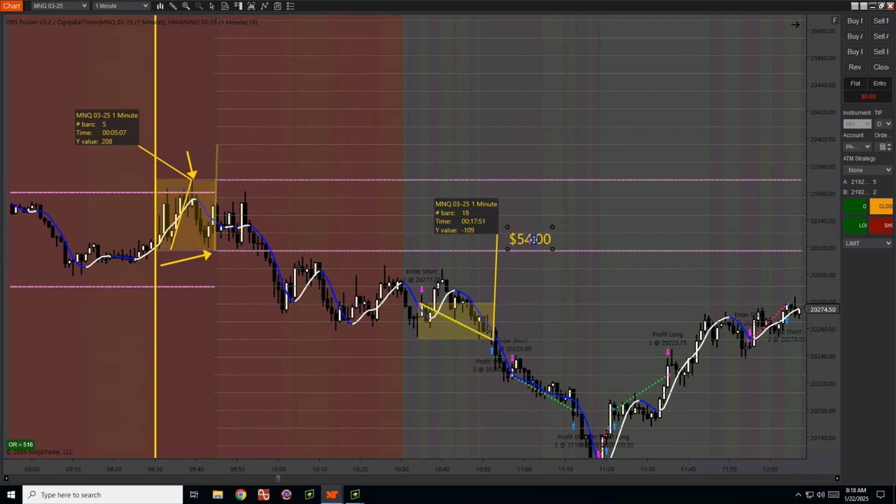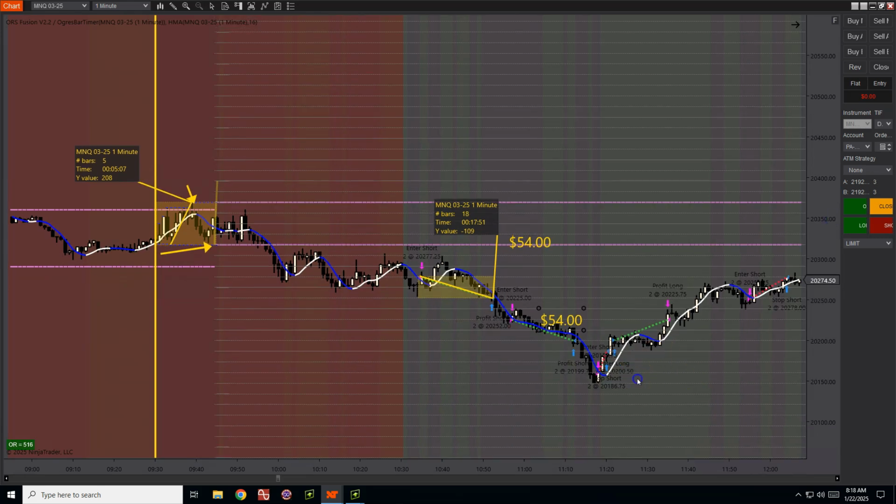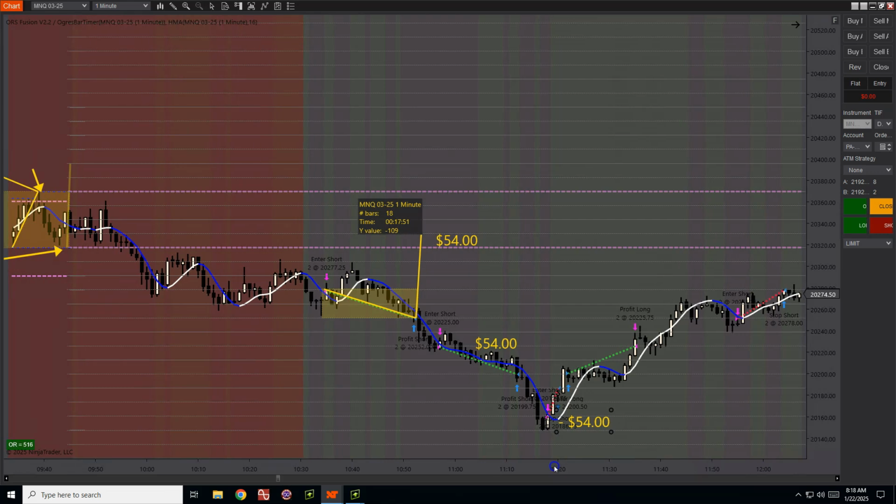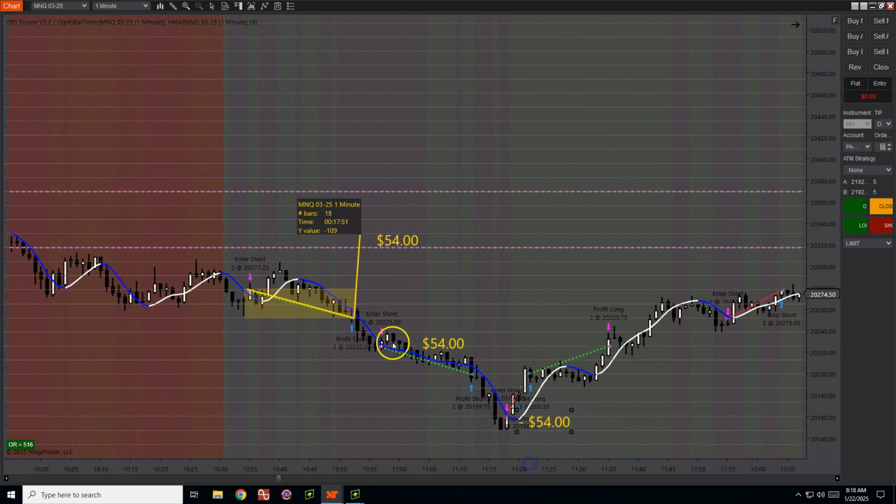And then this trade here, $54. And then we have a loss here, this short, minus $54, etc., etc., and so on. You can see that short right there was a loss.